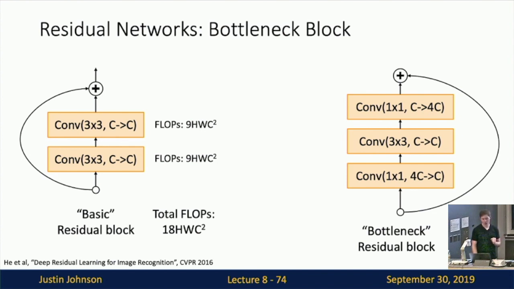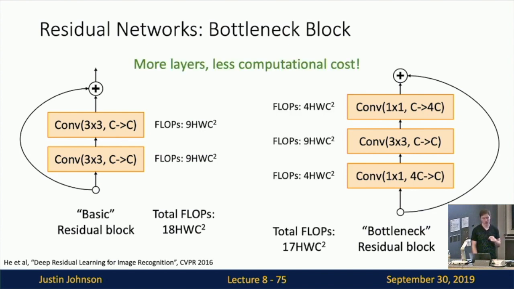So now, we can use the same procedure to compute the computational cost of the bottleneck block design. And we can see that each of these one-by-one bottleneck and unbottleneck convolutions costs 4 HWC squared. And this middle convolutional layer has the same cost of 9 HWC squared. So actually, the overall cost of this bottleneck design is 17 HWC squared, which is slightly less than the computational cost of the basic residual block.